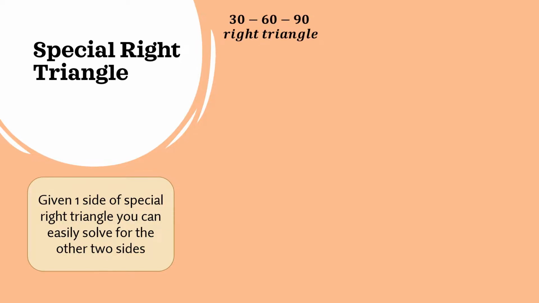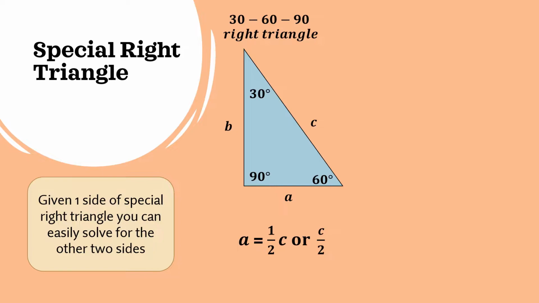The first one is the 30, 60, 90 right triangle. You will notice that the angles measure 30, 60, 90. On the 30, 60, 90 right triangle, the shorter leg is A, the longer leg is B, and the longest leg or the hypotenuse is C. These are special because you can easily find the other two measurements given one side of this triangle. For this one, A is equal to 1/2 of C or C over 2, and B is equal to A square root of 3. So given a C, you can easily find A and B.